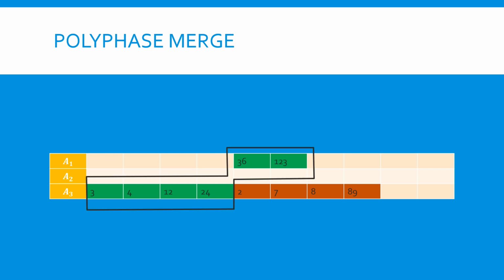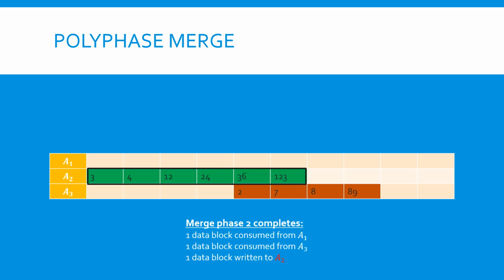Here, we merge the remaining data block in A1 with the first data block in A3. We write the merged list to A2. The above process corresponds to the second merge phase. And in this phase, it consumes 1 data block from A1 and 1 data block from A3. It writes one data block to the output array A2.